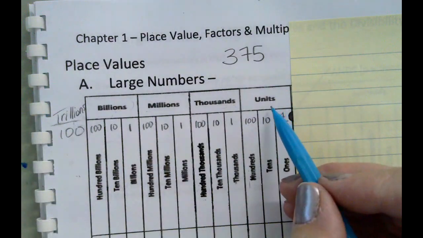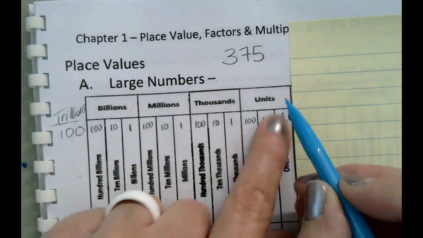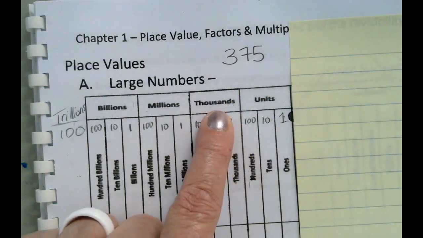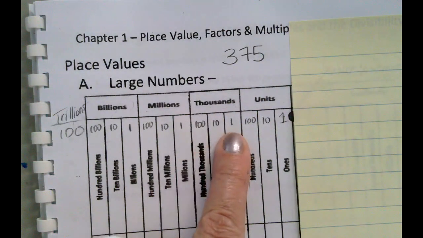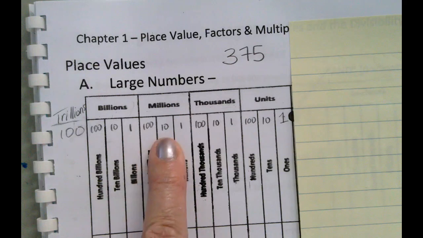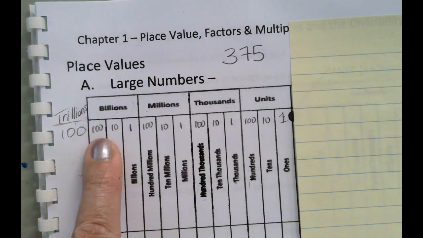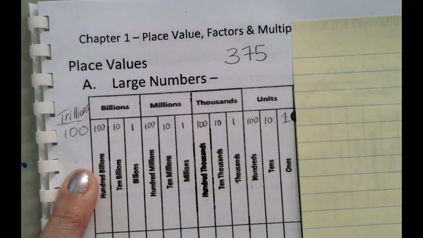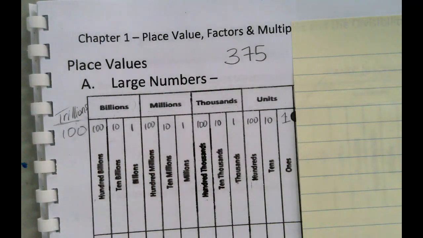The first one is the units. So that would be the 375. If I wrote 375 and I put 1,000 behind it, it knows that it's in this block. If I put 1,000,000 behind it, it moves over into that block. If I put 1,000,000,000 behind it, it moves over into this block. That's all it does. There are these key words right here that tell me how big my number is.